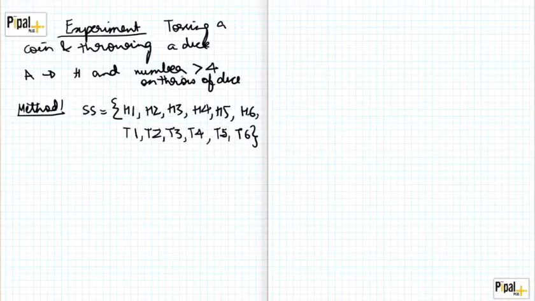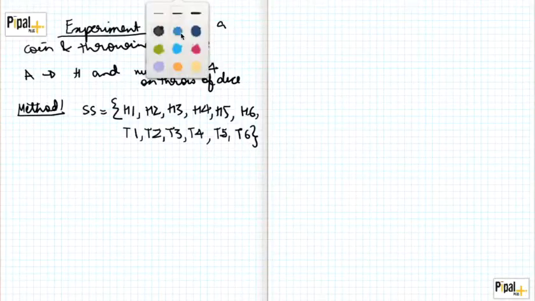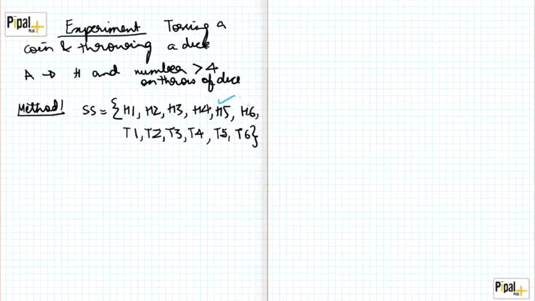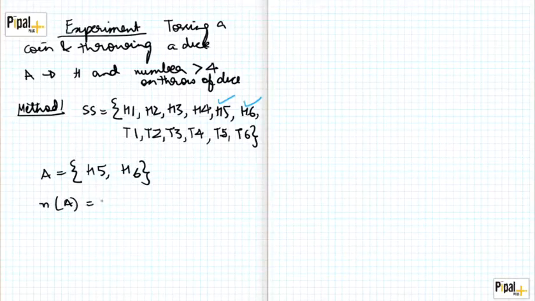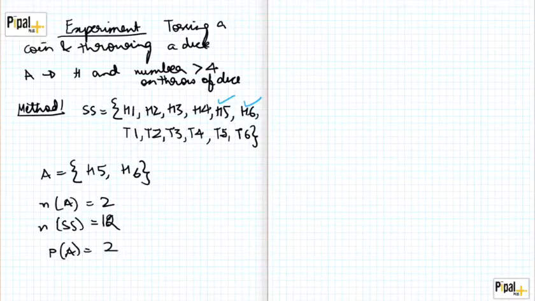Now, getting a heads and getting a number greater than 4, you will get H5 and H6 as the favorable outcomes in A. When you count them, you get the number of elements in A as 2, and the number of elements in the sample space as 12. So the probability of A becomes 2 divided by 12, which is equal to 1 by 6. So this is one of the ways in which you can solve this problem.